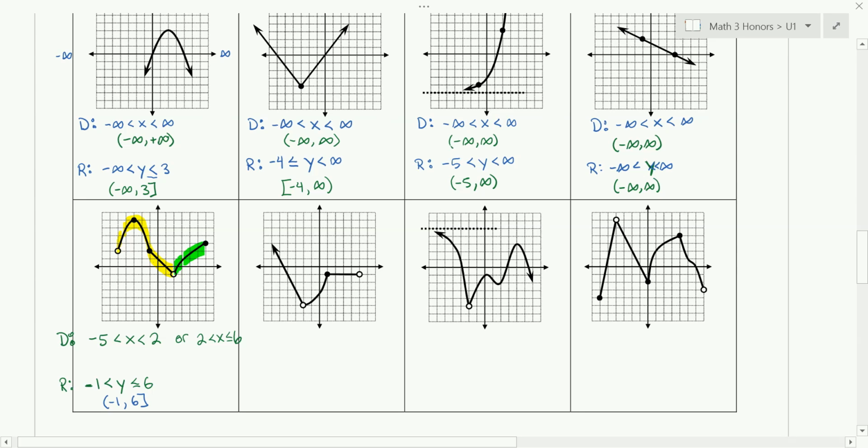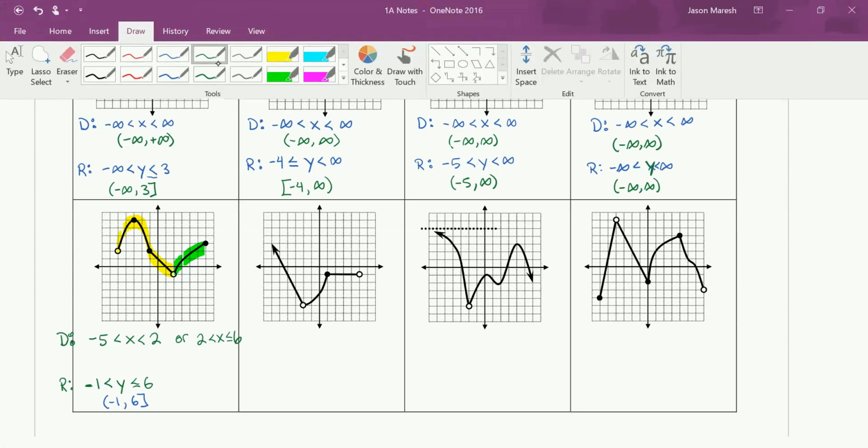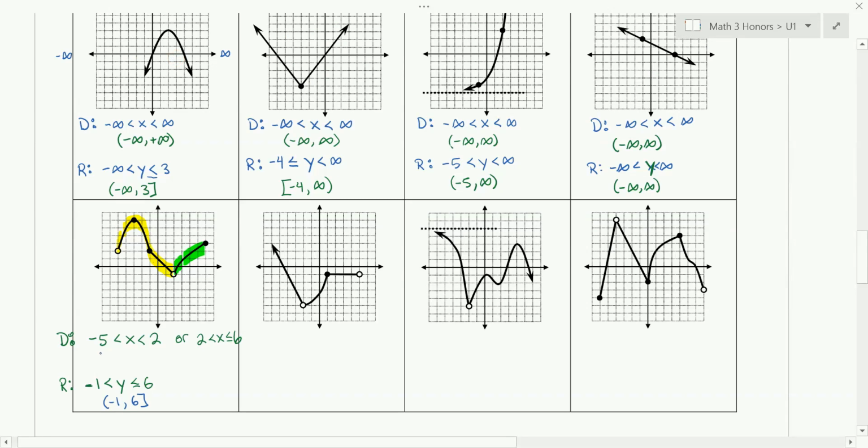So when you have two intervals, for interval notation, it would be -5, comma 2. This one's going to be 2, comma 6, which is with a bracket on the 6. And for OR, in mathematics, we use the union sign. And so this is what we would see in terms of interval notation.